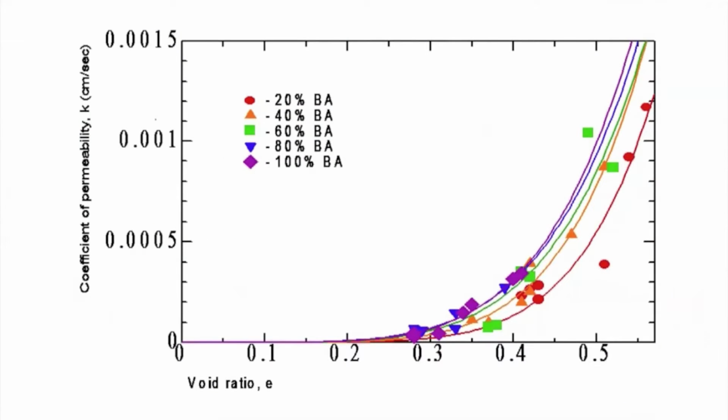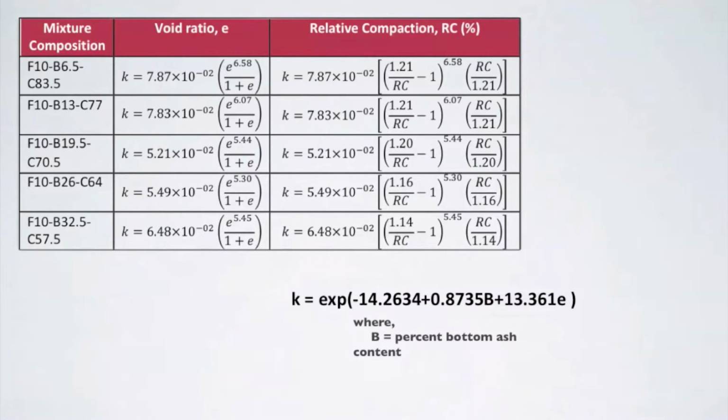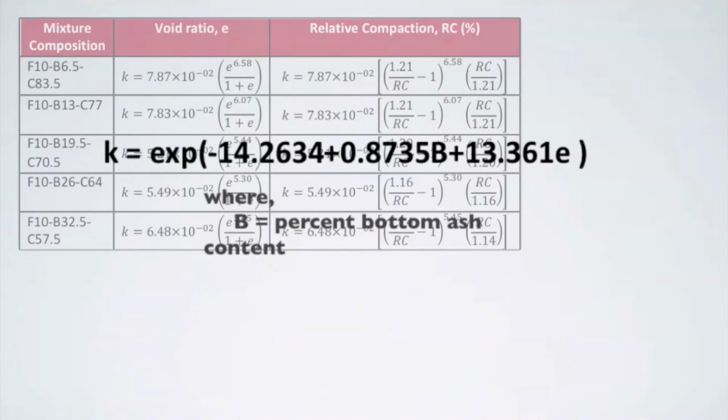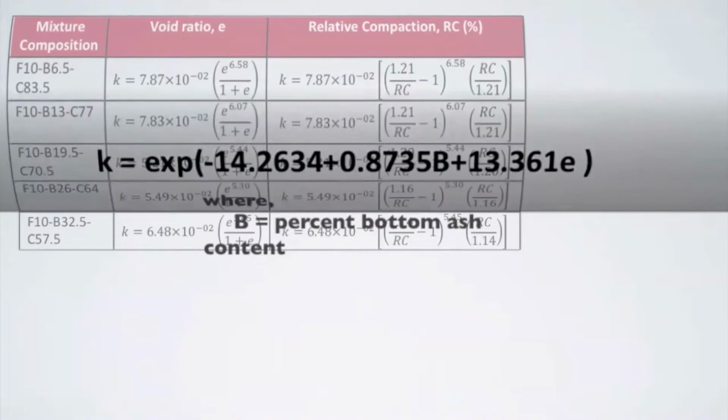So here is the graph for the blended samples at permeability with respect to void ratio. As shown, the higher the bottom ash content, the higher the permeability is. This graph had then made up these empirical formulas. With these empirical formulas, a highway engineer could easily determine the permeability by just substituting either void ratio or relative compaction, and determining the vertical permeability even when both bottom ash content and void ratio are not ideal.